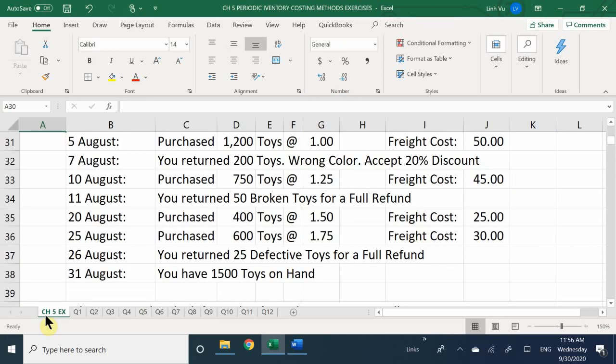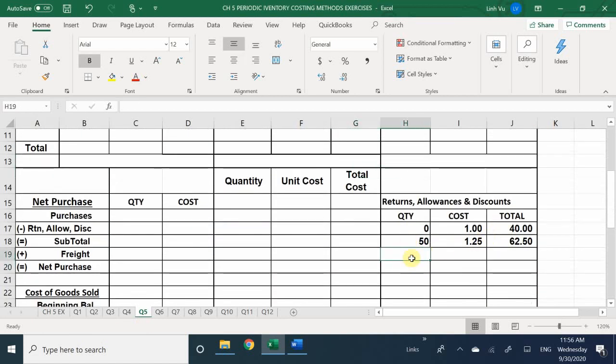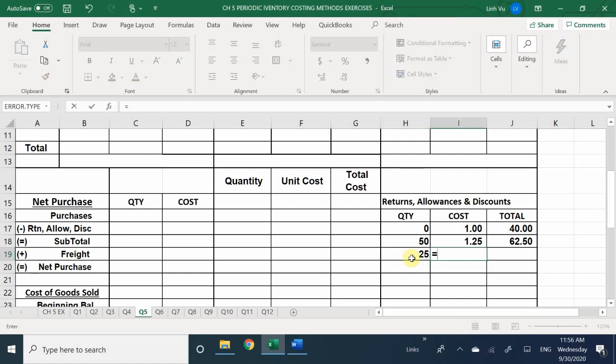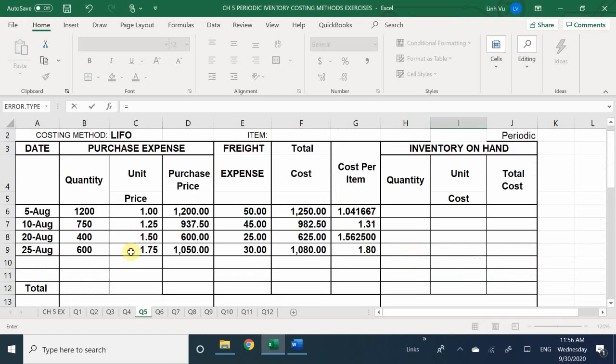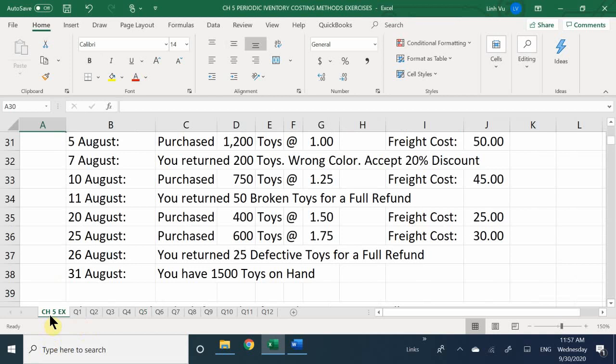Then on August 26th, I returned 25 defective toys for a full refund. Okay. So in this case, I tested out my materials and I found that 25 of them were actually defective. And because I would assume that it was the previous batch, which I bought for $1.75, I'm going to actually calculate the full amount because it's a full refund. So I will be getting $43.75 for those 25 items I have returned.